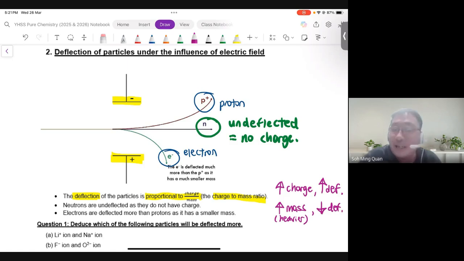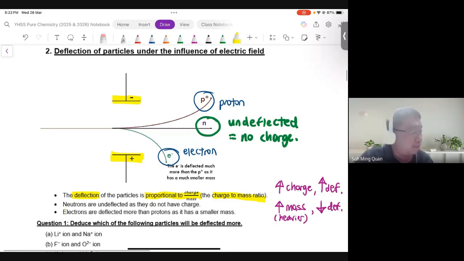As you can see, the electrons are curved more. They are deflected more drastically than protons. That makes sense because electrons have a smaller mass, so more deflection. Electrons are deflected more than protons as they have a smaller mass. And this brings us to question 1.